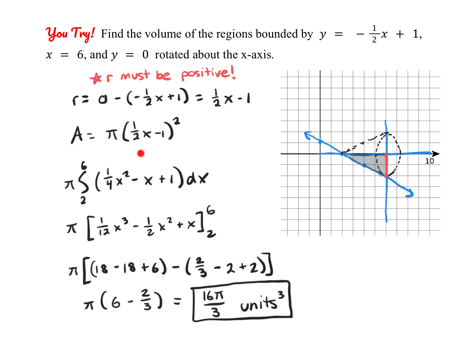So here's the area of each cross section. So we integrate over the interval 2 to 6. And this one, our discs are stacking up horizontally. So we are integrating horizontally, which is dx.